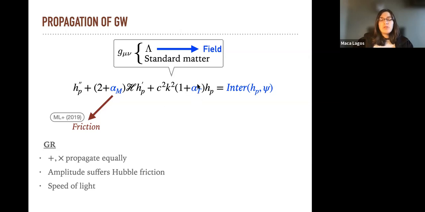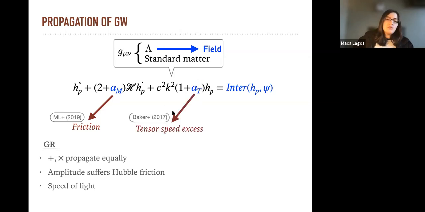And the other effect that I want to mention here is this parameter alpha_T. We're going to call it the tensor speed excess, and it modifies the propagation speed of gravitational waves. It could depend on time again, or be a constant, or maybe it could depend on the wave number itself, which would change the dispersion relation that gravitational waves satisfy. And again, this alpha_T parameter would make the propagation speed of gravitational waves deviate from the speed of light. So it can again be easily tested if you have a source that emits gravitational waves and also light, so then you compare arrival times.